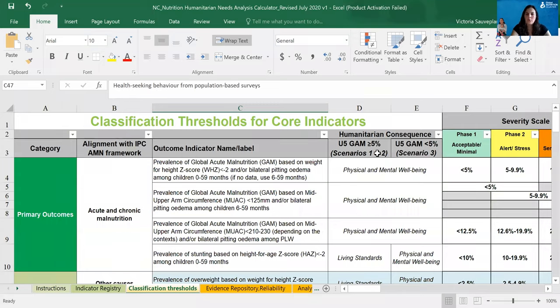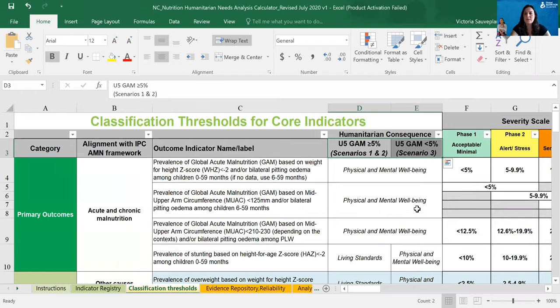An important point in this guidance moving forward is that we're going to be discussing three scenarios. First scenario: if you're in a country where there will be an IPC acute malnutrition analysis, and I believe I understood Yemen will be doing an IPC acute malnutrition in a couple of weeks' time, then you're in the context of scenario one.